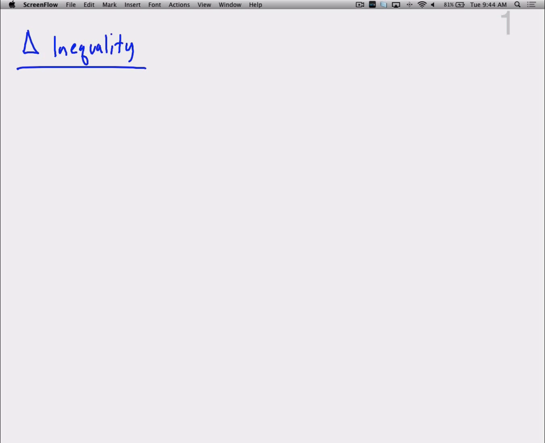A common mistake that people make, and I see this all the time, is you want to add up the three sides of a triangle and set them equal to 180. And you laugh, ha ha ha, that's silly, but it happens all the time. That's not the triangle inequality.